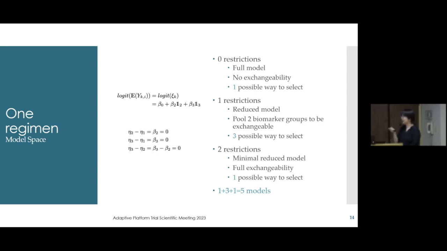Otherwise, if we select 1 restriction from that, that will be the reduced model, pulling 2 of the subgroups together. And here we have 3 possible ways to select. And if we select 2 restrictions, that will be our minimal reduced model, pulling all 3 subgroups together, assuming full exchangeability. And here we only have 1 possible way to select. In total, this will be our 5 models in the model space as introduced before.